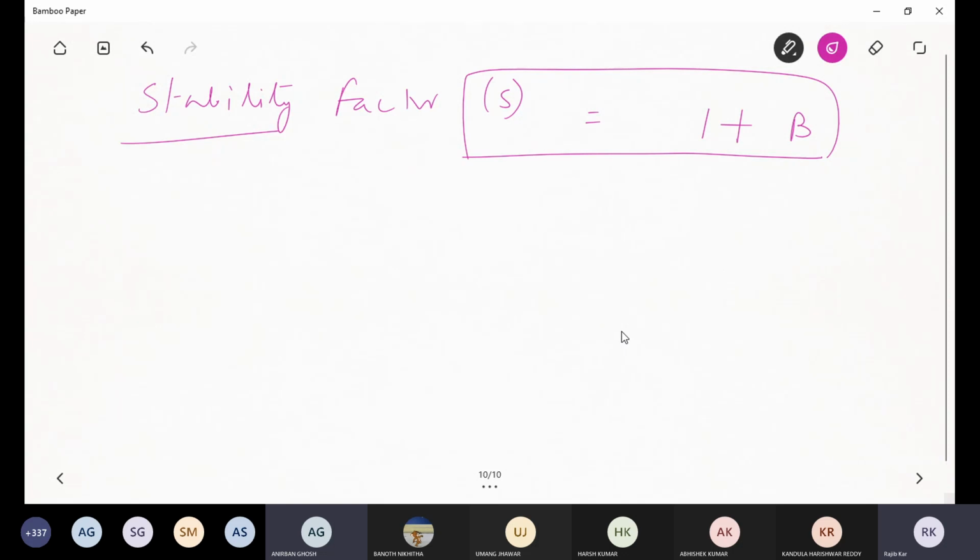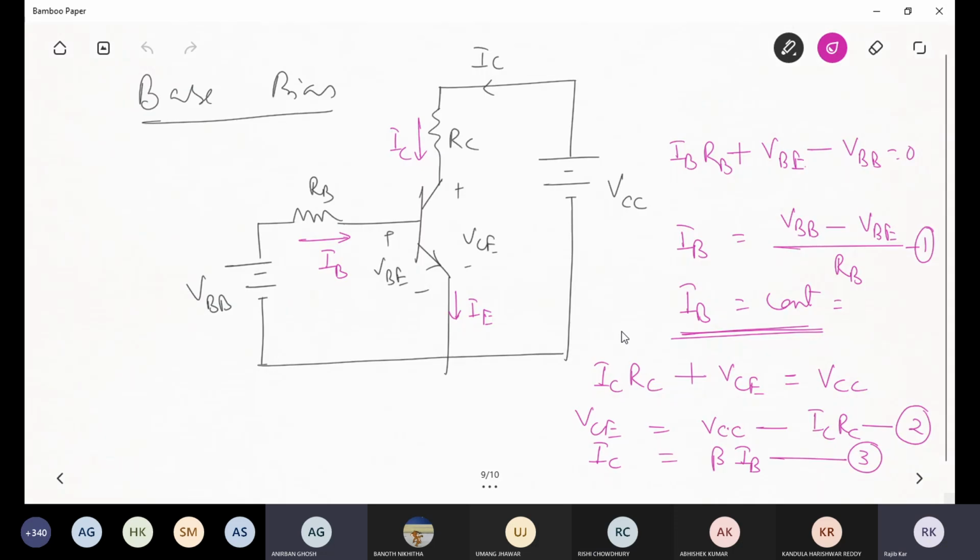Sir, why 1 plus beta? We have already derived that for common emitter it is 1 plus beta. Yes, sir. For common emitter, there is no modification, because see, this emitter resistor we have not included. The other things you can find out: you just substitute IC equal to beta IB plus ICEO, take the derivative, 1 plus beta, the way we have done for the simple common emitter configuration. I have told you how to calculate the values of IB and why it is called fixed bias, because this IB is constant.